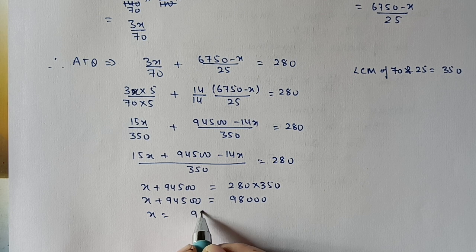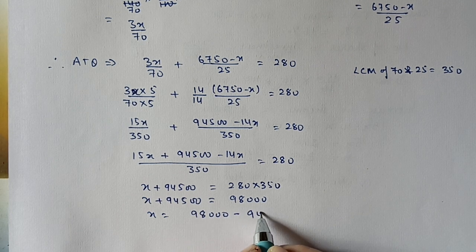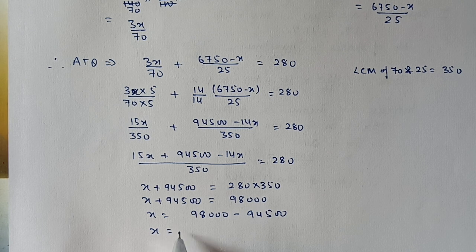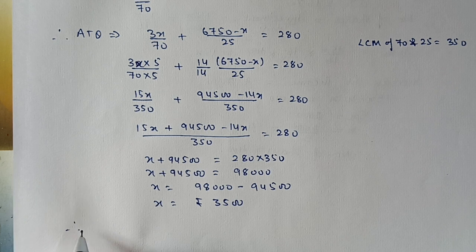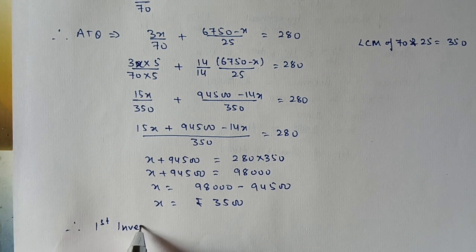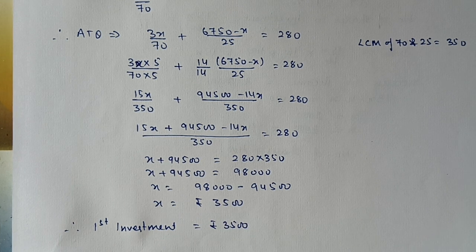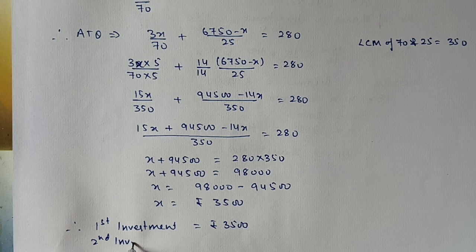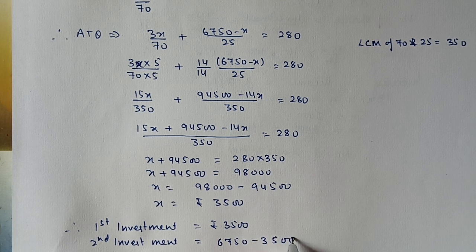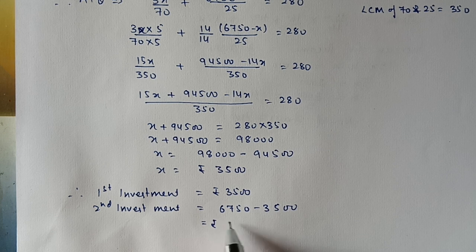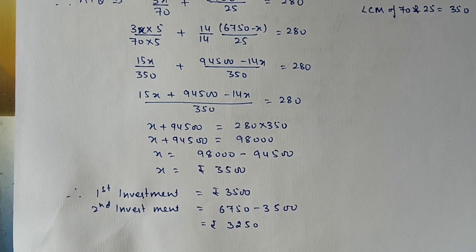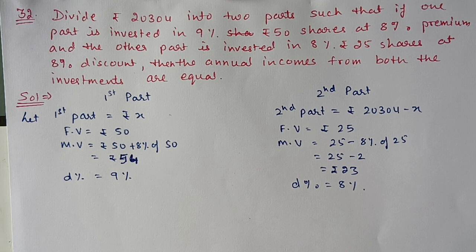So x value will be 98000 minus 94500. So after subtraction we will get 3500. So first investment will be 3500 rupees. Second investment will be 6750 minus 3500, which we will get 3250 rupees. Next, question number 32.